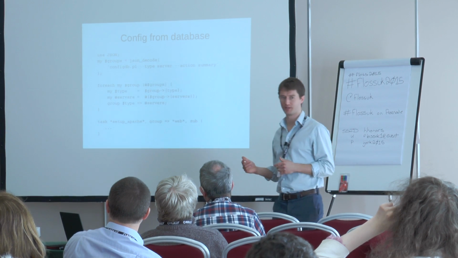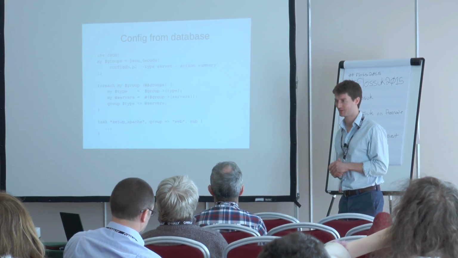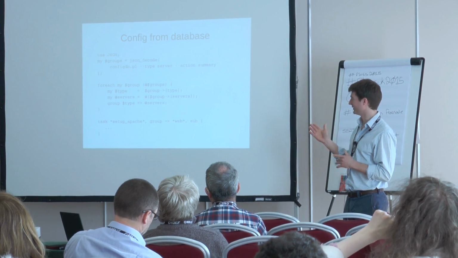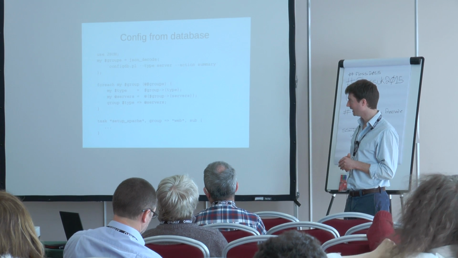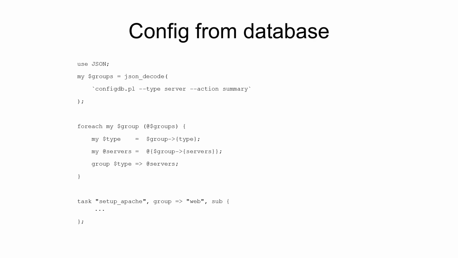I talked about how I get a configuration from a database. I'll talk through this now. Like I said, I've got an external script called config.db. It happens to be a Perl script, but it doesn't have to be. And I use that to go and get the information. So again, this is a Rex task file, but because it's Perl, I can use any Perl module that's on CPAN. So I'm using the JSON module.